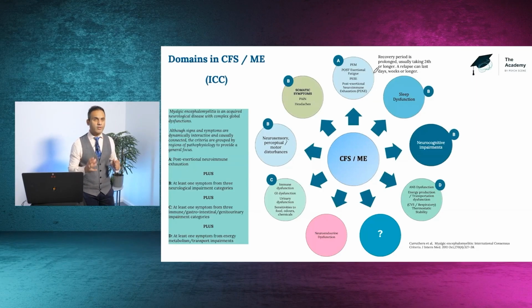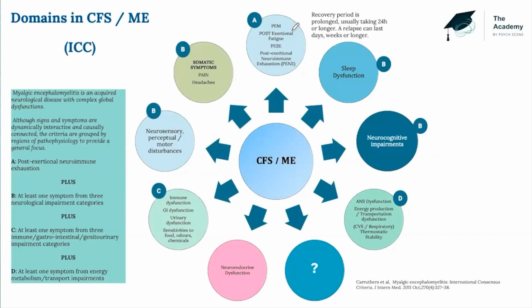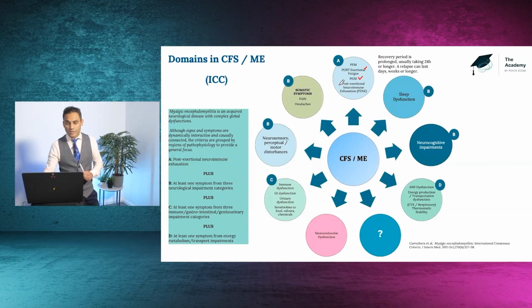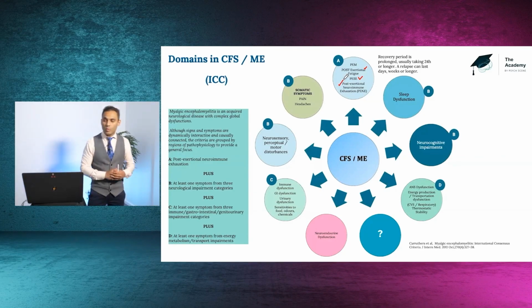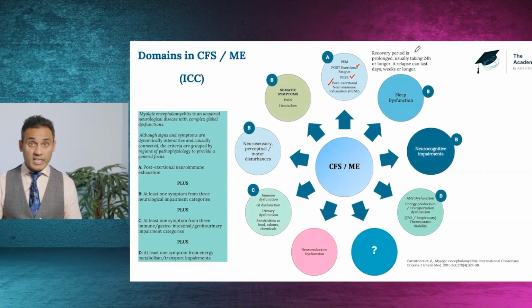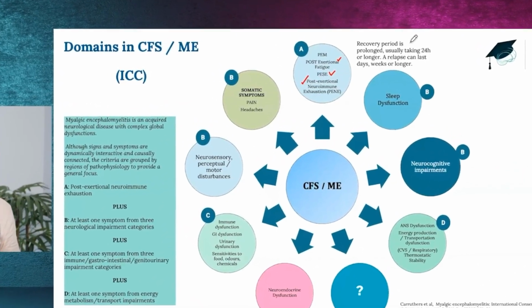So what are the domains according to the international consensus criteria? The first one, PEM. We've got post-exertional fatigue. The symptom exacerbation can be across the board. They also use the term PENI, which is post-exertional neuroimmune exhaustion. The recovery period is prolonged. A relapse in the context of PESI or PENI can last days, weeks, or longer.